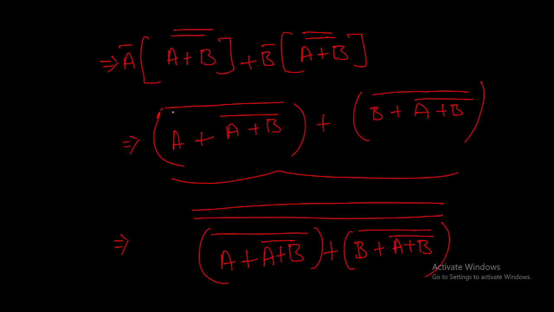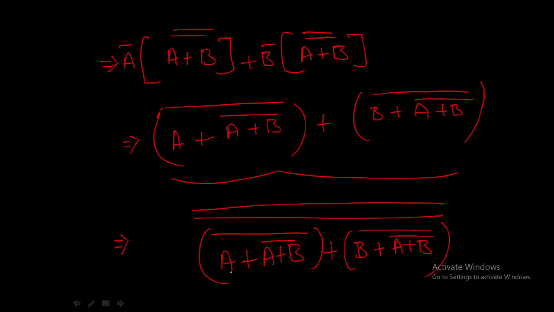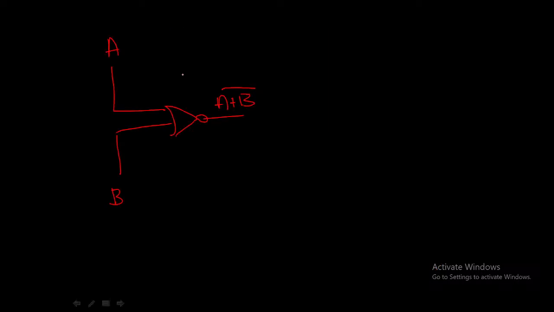So how to implement this? The first term is a plus b bar. This we have to implement. So here we have a and here we have b. We are applying it to a NOR gate, so I will get a plus b bar. And we have one more term, a plus b bar the whole bar. How to implement this? I will apply here and here to a NOR gate. So this will become a plus b bar the whole bar.